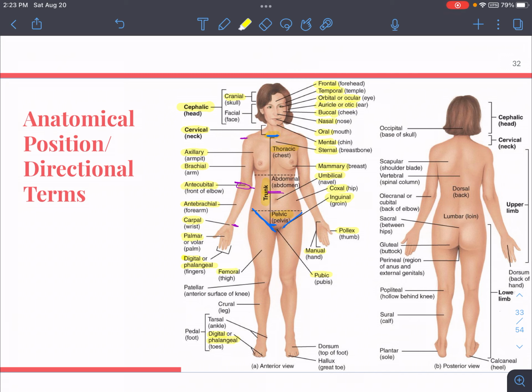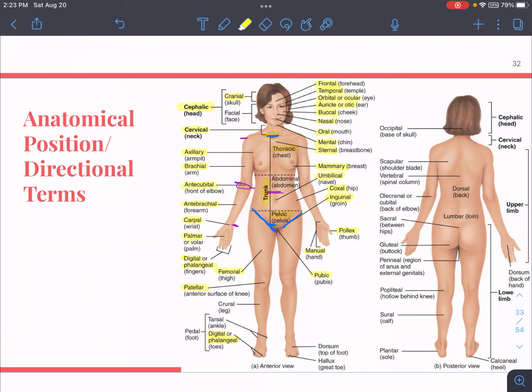We have femoral for thigh, because that's where your femur is. Patellar is the front of the knee, because there's the patella there. Some of these names are related to bones in the area. They could be related to muscles in the area. They could be related to, like axillary is related to the lymph nodes in the area.